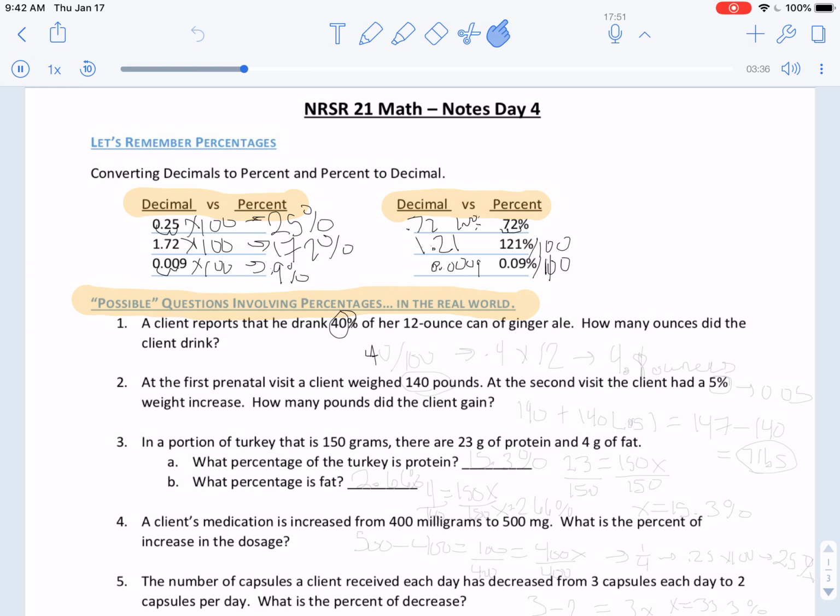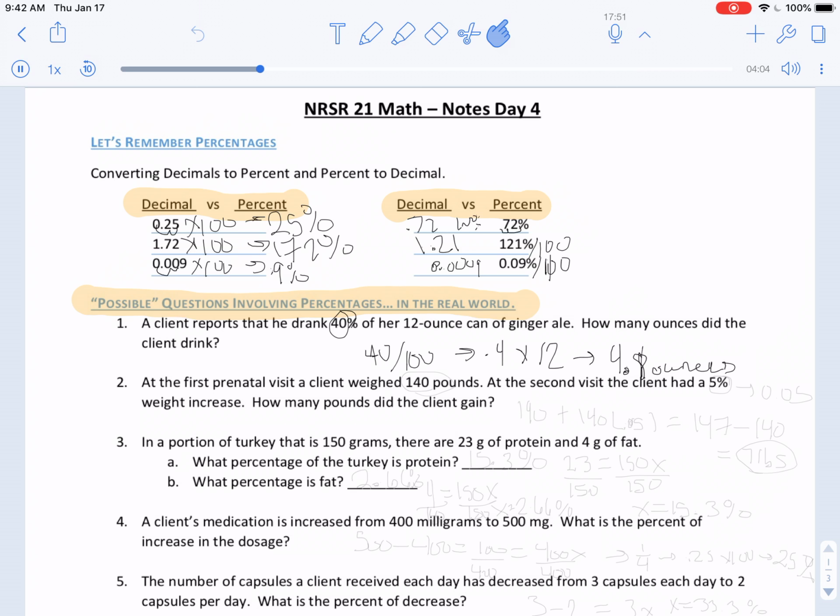Actually, you want to divide, not multiply by this. So we divide by 100 to get 0.4. Now we simply multiply by 12 to get our answer of 4.8 ounces that the client has drank.